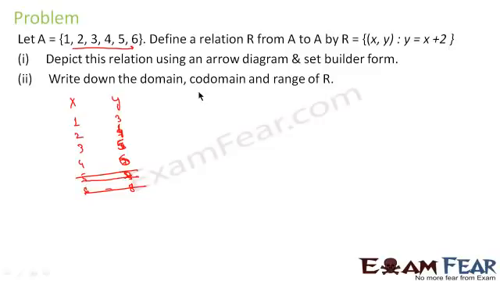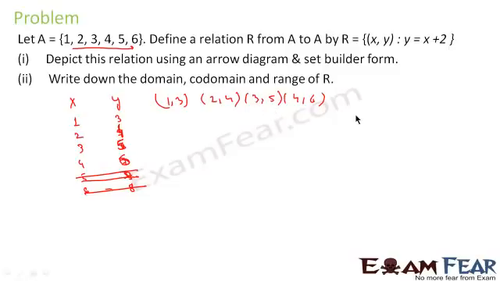So the only set we have is (1, 3), (2, 4), (3, 5) and (4, 6). So this is the example in roster form.